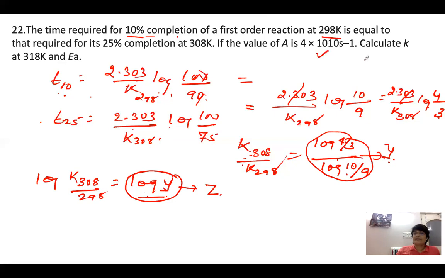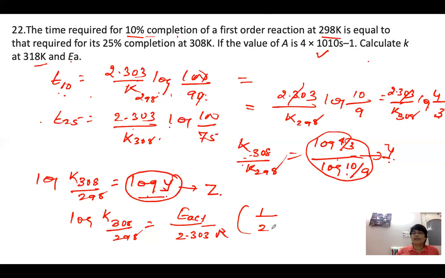The value of E act is given; calculate K at 318 Kelvin. So we have the expression log K 308 upon K 298 is equal to E act upon 2.303 R into 1 upon 298 minus 1 upon 308. From this expression, you get this E act. Find out the activation energy from here.